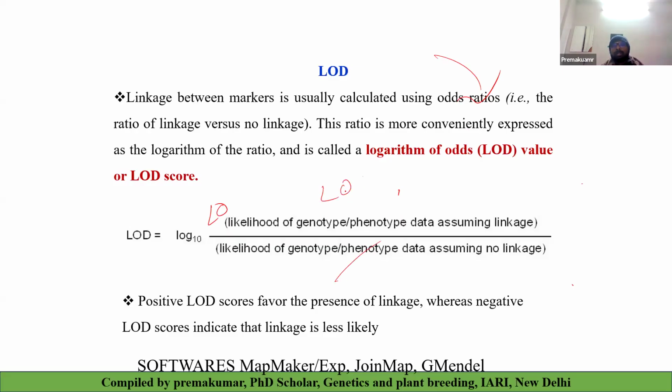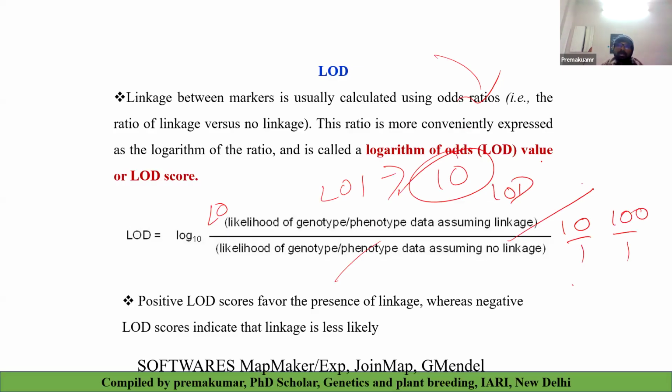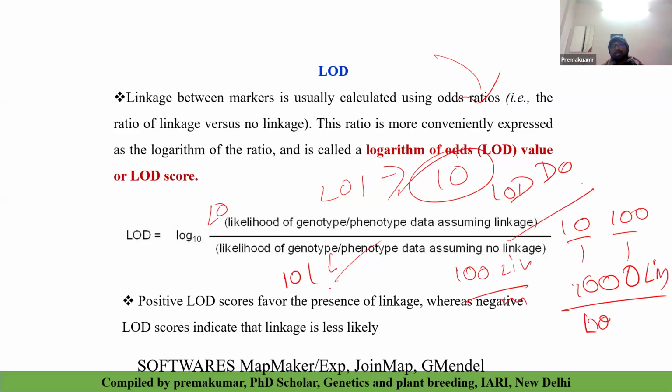For example, LOD 1 means 10 times, that is 10 by 1, so you can say the particular marker is associated with linkage at 10 to 1. LOD 2 means 100 by 1, LOD 3 means 1000 by 1. That is, 1000 times linkage compared to non-linkage; LOD 2 is 100 times linkage to non-linkage, and LOD 1 is 10 times linkage to non-linkage.